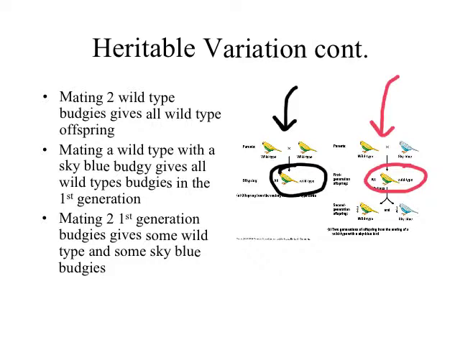Now, if we took 2 of these offspring, what we call the first generation offspring, and mated them with each other, then we get a whole new thing. We're going to have 3/4 of the second generation be yellow and green like the wild type, and 1/4 the sky blue color. So we're going to take a look in this lecture and see how this is actually working. Why we get 3/4 looking like the wild type yellow and green, and only 1/4 looking like the sky blue.